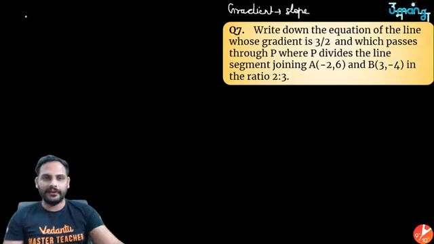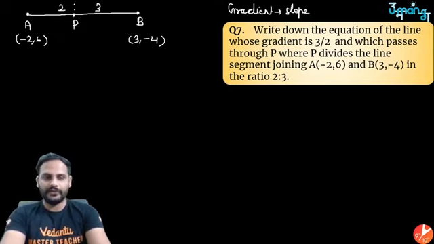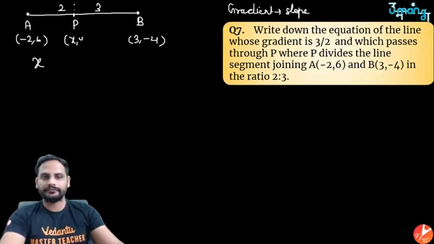So I will first find out the coordinates of P. Here is your point A, here is your point B. A is (-2, 6), B is (3, -4). And point P is dividing it in the ratio 2:3. Let's find out the x coordinate of point P. So the x coordinate of point P will be (2 into 3 plus 3 into -2) divided by 2 plus 3.